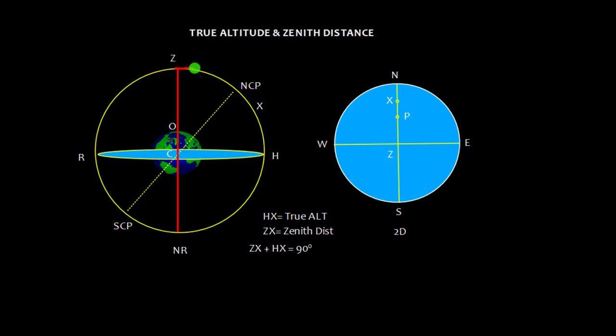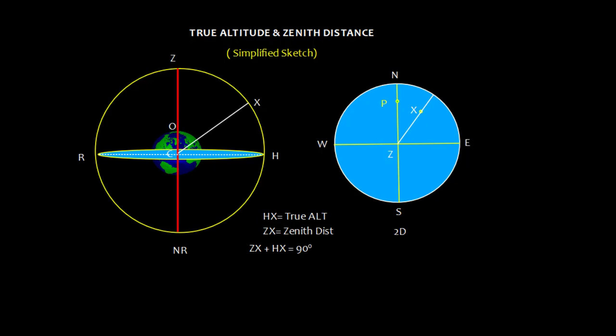Now this distance is zenith distance. The zenith distance is from zenith to the celestial body, and true altitude is from rational horizon to the celestial body. Obviously, here the true altitude is 0 and here the true altitude is 90 degree. And you should also know the relationship between zenith distance and true altitude. That means total is 90 degree.